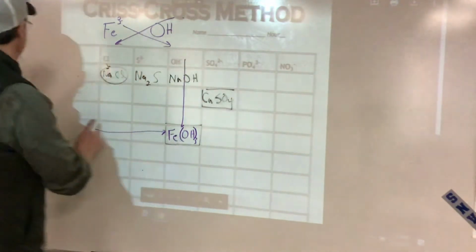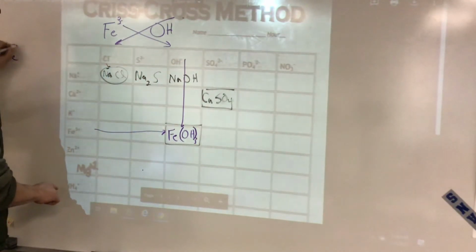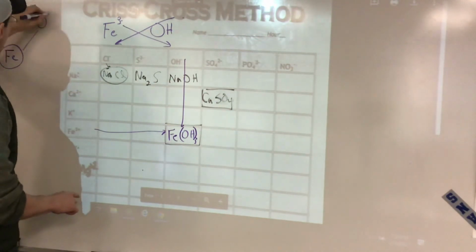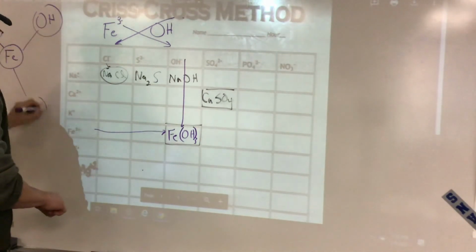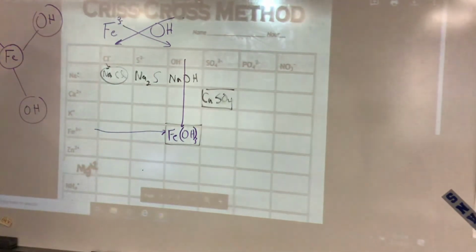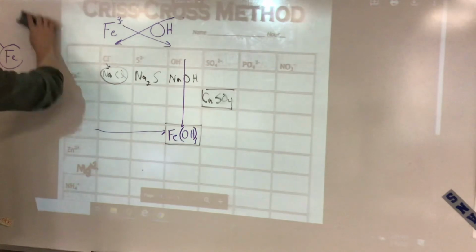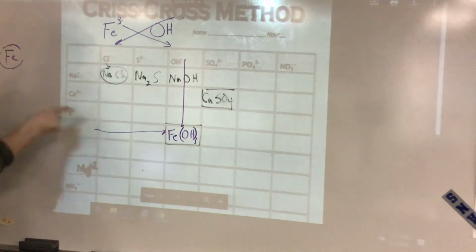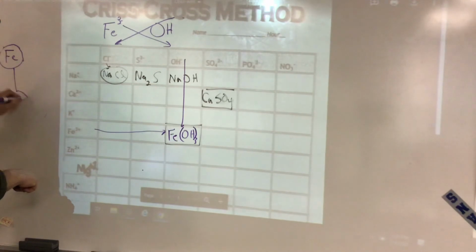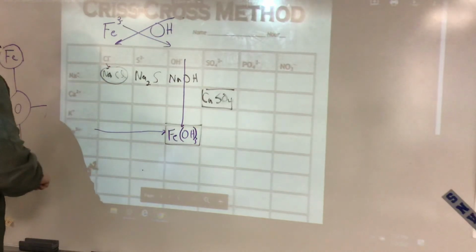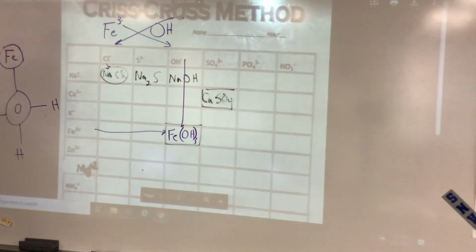So it would look like, if this was my Fe, my iron molecule, I have an OH, an OH, and an OH attached. That tells me I have 3 molecules of hydroxide attached to that iron. Because if I didn't put those parentheses, guys, it would look like I'd have an iron, then 1 oxygen coming off here, and then I would have 3 H's.